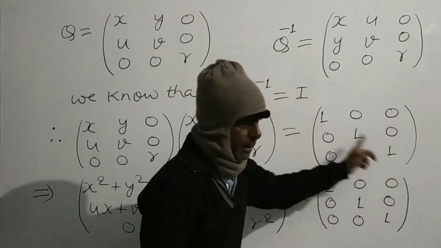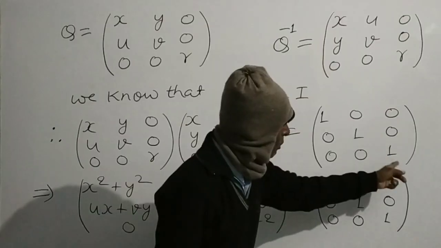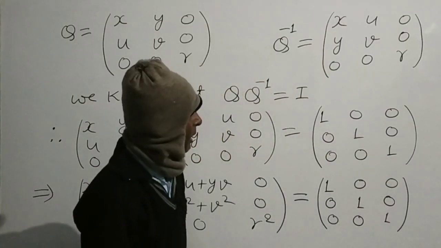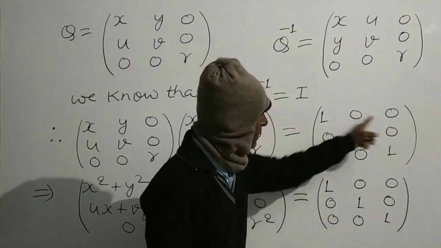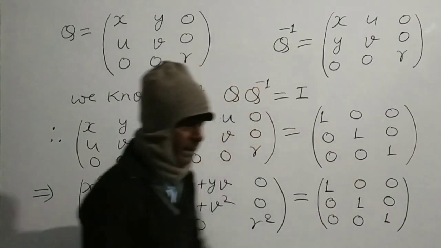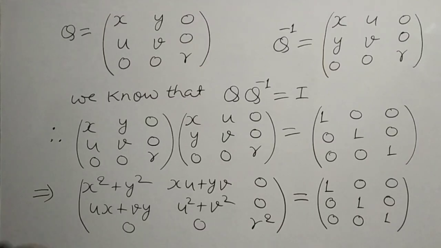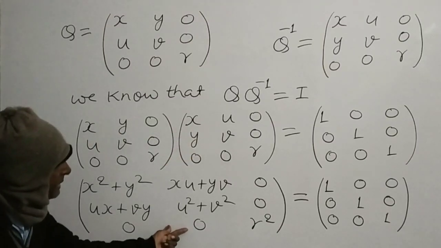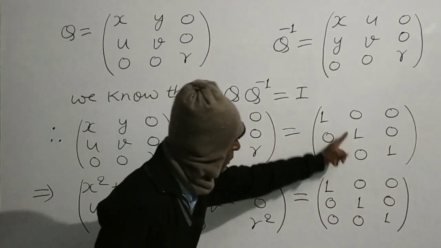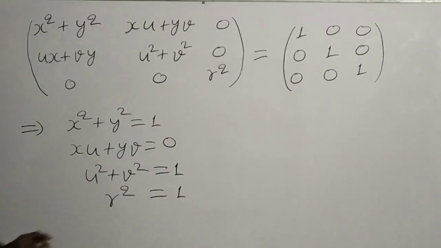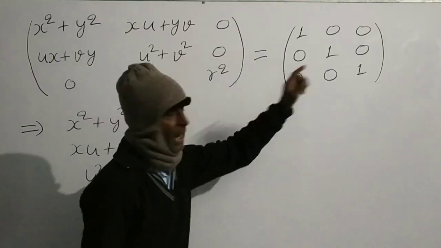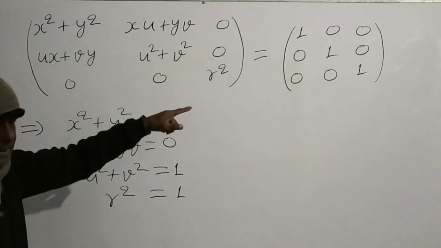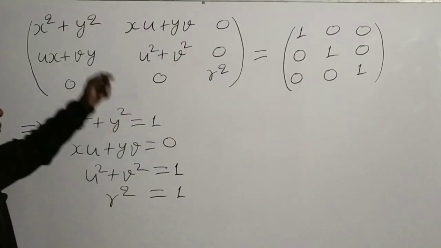1 is present at all positions on the principal diagonal and all other elements are 0. This is the unit matrix I. When we multiply these two matrices, this is equal to this matrix. When two matrices are equal, then elements at the same position in the two matrices will also be equal.